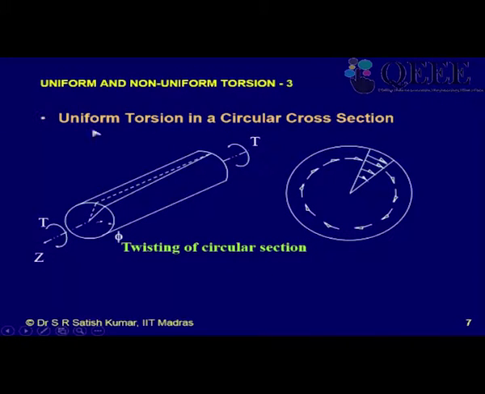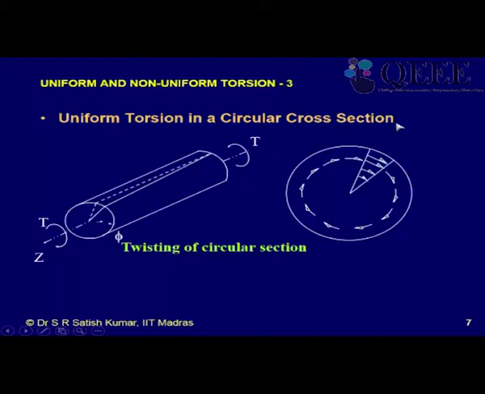First, we'll look at what is called uniform, basically we should call it pure torsion, or it's also called Saint-Venant torsion. So we are going to take a circular tube, or let's say not even a tube, a solid circular section, and we are trying to twist it. So again, the torque that is applied from one end to the other is uniform.